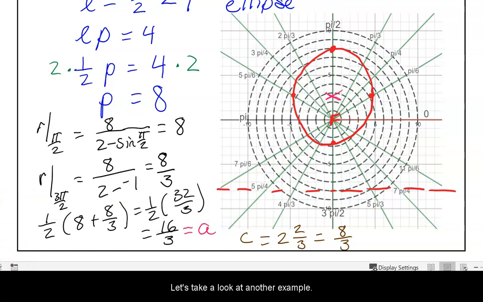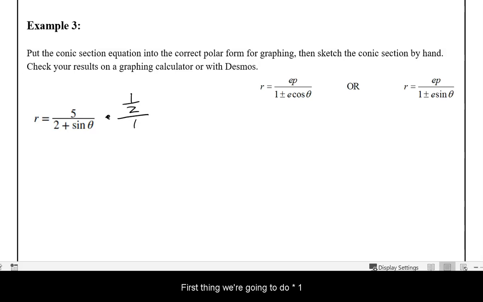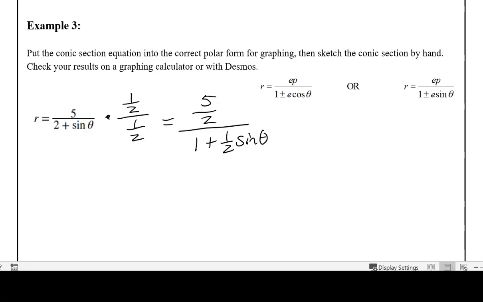Let's take a look at another example. It's the same problem. Let's get this equation for r in the correct form for graphing in the polar coordinate system. That means the 2 has to change. It's got to be a 1. First thing we're going to do, multiply by 1/2 divided by 1/2. This gives us r equals 5/2 divided by 1 plus 1/2 sine of theta.